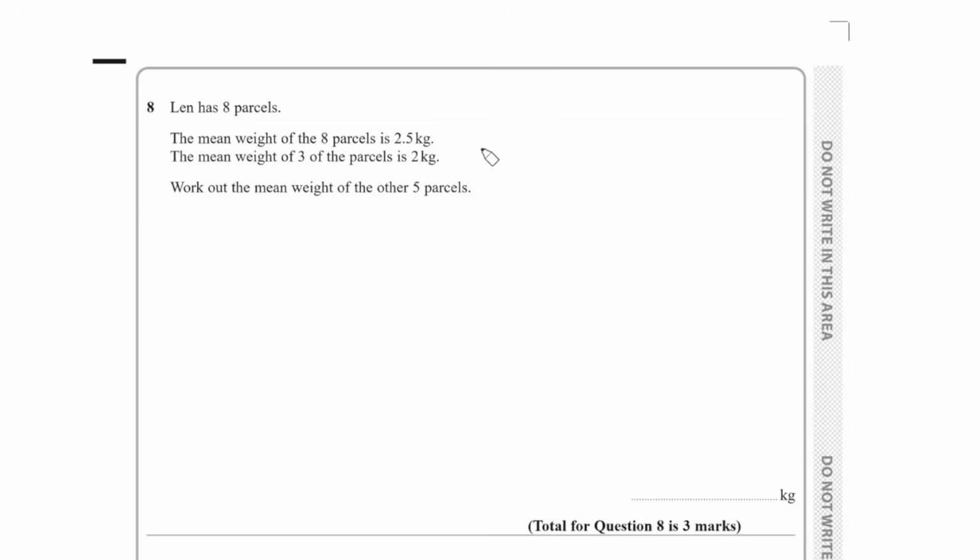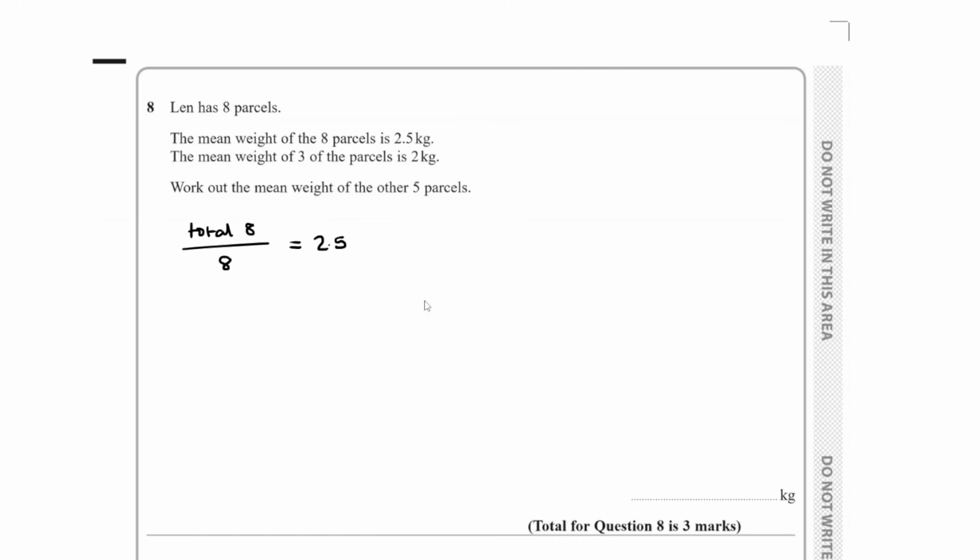Think about how you worked out the mean, or how they might have worked out the mean. For the 8 parcels, they would have added up all of the individual weights for all 8. So we obviously don't know what they are individually, but the total weights for all 8, they would have added them up and they would have divided by how many there are, which is 8, equals 2.5.